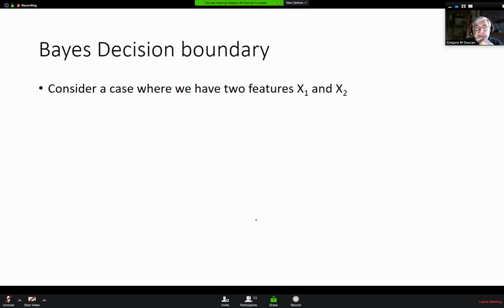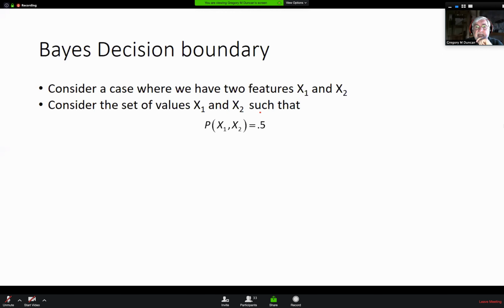okay? I'm going to do an illustration here. Consider a case where we have two features, X1 and X2, okay? And consider all the sets of values X1 and X2 such that the probability is just equal to 0.5. That is, the probability of buying a big screen TV is just equal to 0.5. And I could go through all possible pairs of values that gave me a 0.5.